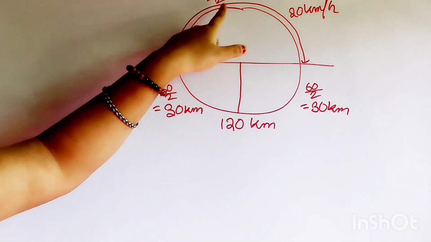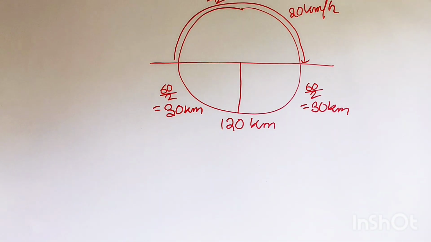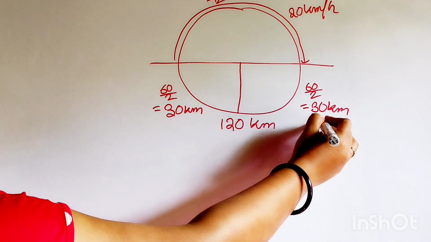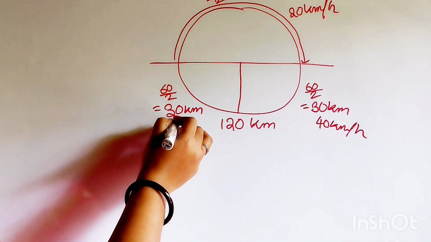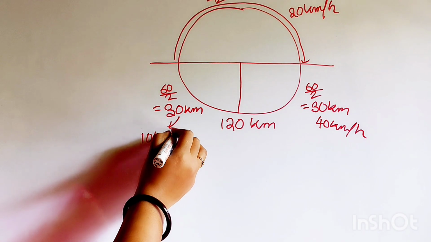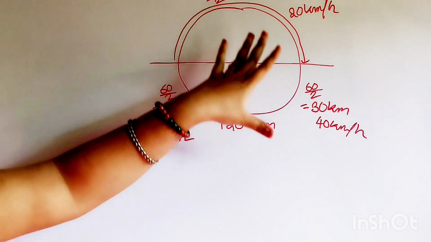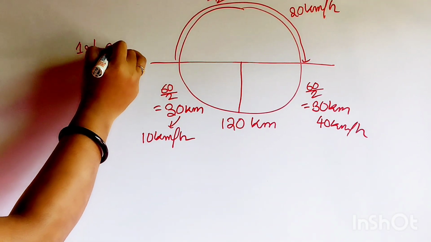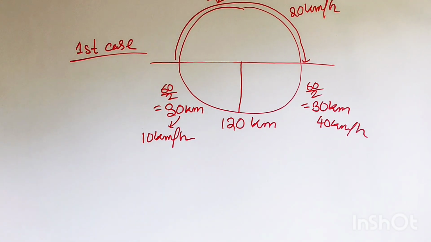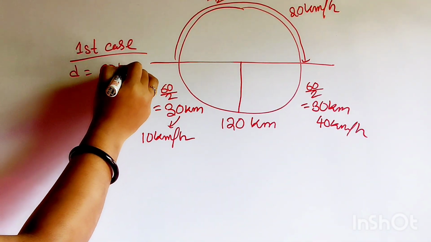So all the distances are known to us now, and the speeds are also given in the question. First is 20 km per hour, second is 40 km per hour, and third is 10 km per hour. The first part, 60 km, the car covers at 20 km per hour, 30 km at 40 km per hour, and the remaining 30 km at 10 km per hour. So up to this I think it is clear to you. You only have to understand the first part, then you only have to use the formula. Now I'm doing the math for the first case, second case and third case.